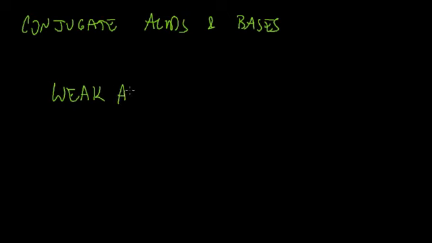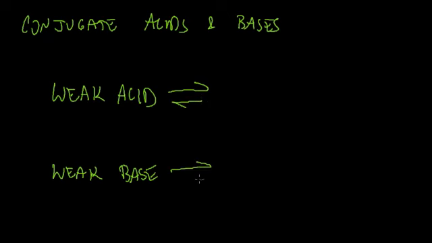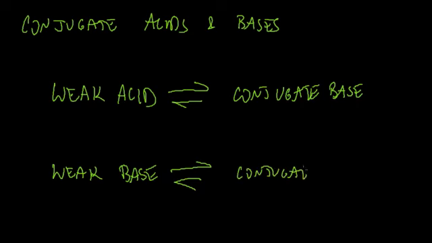A weak acid or a weak base. And since they're weak, we have a reversible reaction here. When they react with water, they're going to form the conjugate of what they were. So a weak acid will form a conjugate base, a weak base will form a conjugate acid. Let's look at an example.